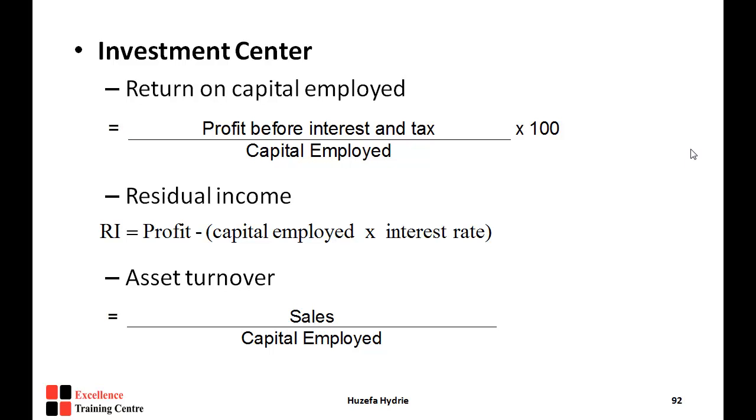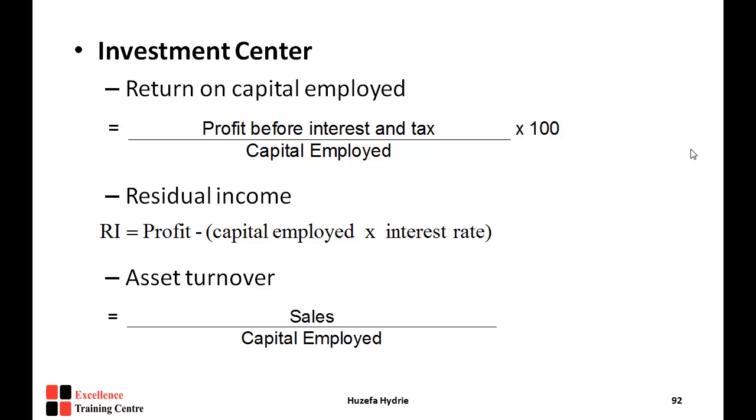So the formula is profit, whatever the profit of the company is, minus capital employed into interest rate, which is known as the imputed interest, notional interest. Whatever capital you are bringing into the business, on that you have to pay some cost. If you are getting a loan, you have to pay interest. If you are getting finance in terms of shares, you have to pay dividend. So whatever profit the company earns, these people will be paid first, and whatever remaining amount is left will be known as residual income. Everyone's clear with that? And the last one is the asset turnover.